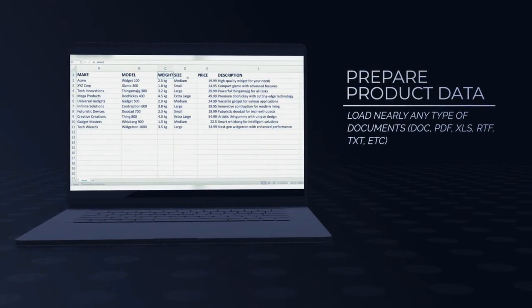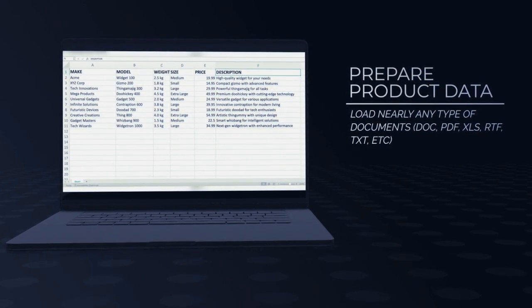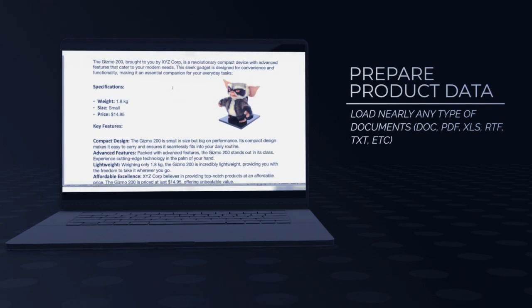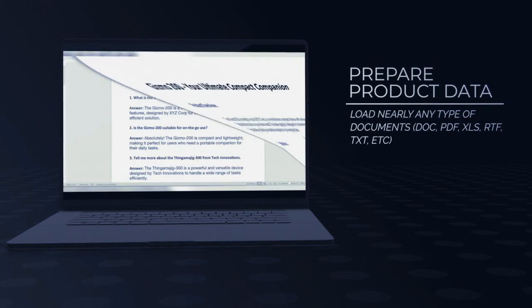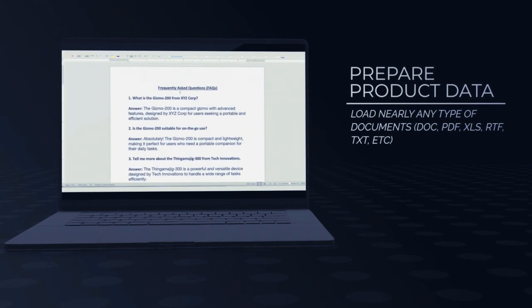Step one in the process is preparing all of that product information. It could be spreadsheets of data from products, it could be product spec sheets, it can be FAQs. Nearly anything and nearly any type of document, from Word docs to PDFs to Excel spreadsheets, can be loaded.